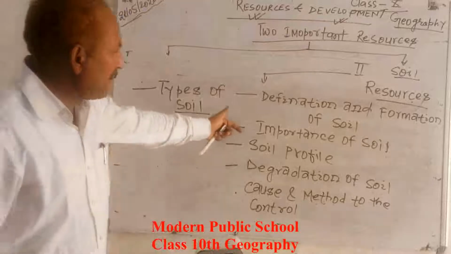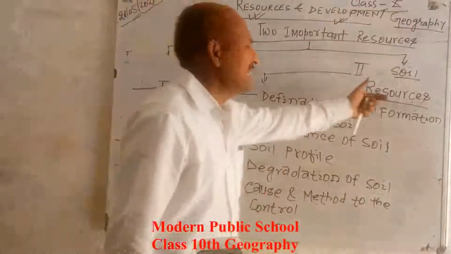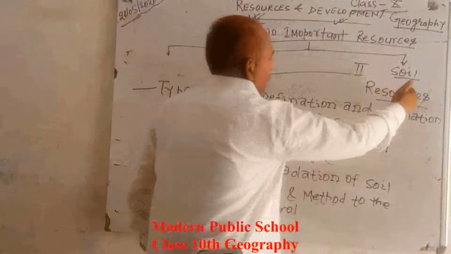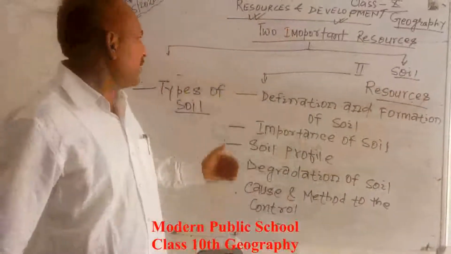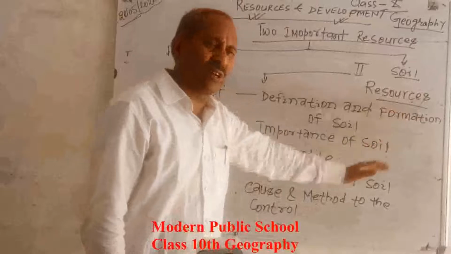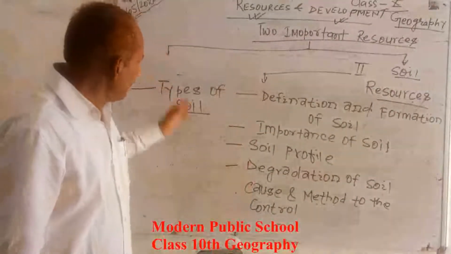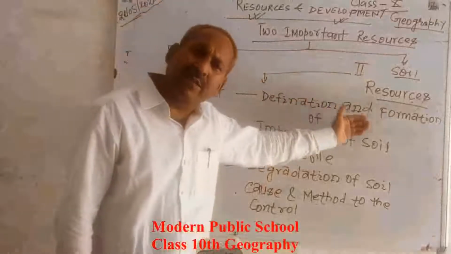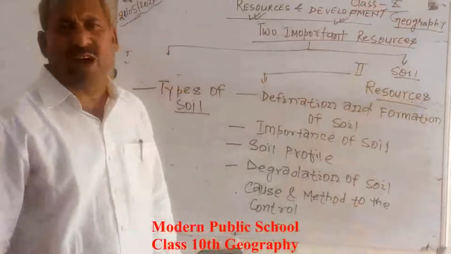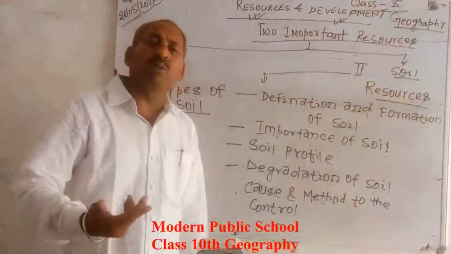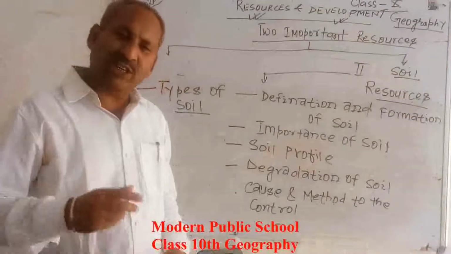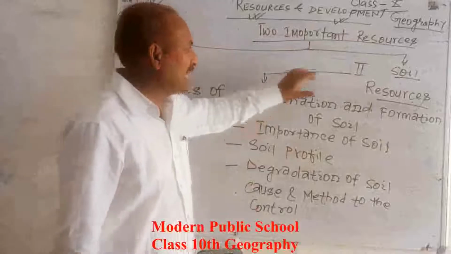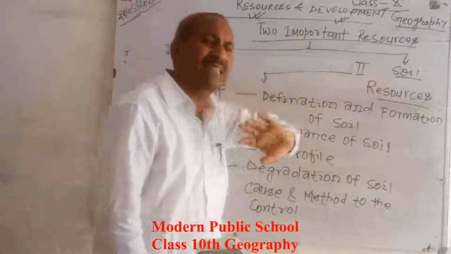There are 5 important subtopics in the second resource. The second resource is soil resources. The first, land, and second, soil resources, and there are 5 important components. The first, definition and formation of soil. What is soil and what is the importance of soil for human beings? These are the important topics related to this.